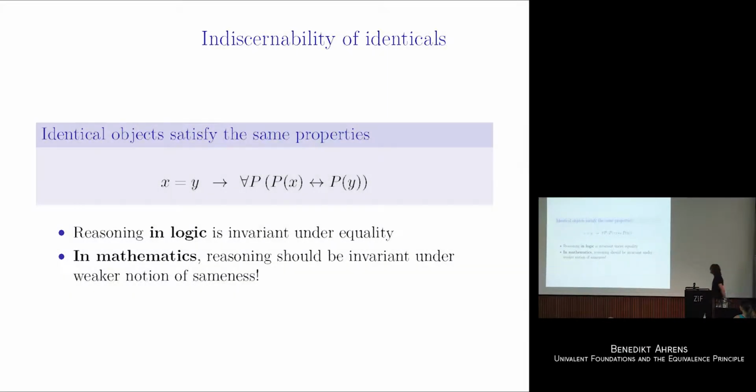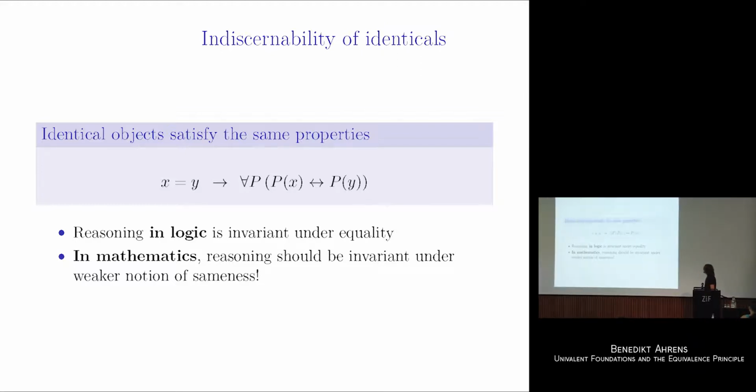We have already mentioned Leibniz law. This is one part of Leibniz law. It says that identical objects satisfy the same properties. The other part would be the inverse: objects that satisfy the same properties are identical. I will only talk about this one. So this is a basic reasoning principle in logic.